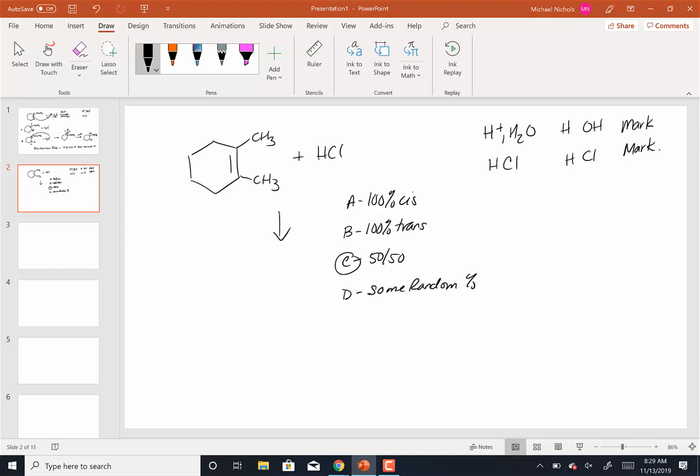C. Why? Why is the H going to add 50-50? So I'm going to end up forming a carbocation. If I added, for instance, let's just say for the sake of argument, the H from above the plane of the ring to the top carbon, what's going to happen at the bottom carbon? I'm going to end up with a carbocation. How's the chloride going to add to that carbocation? You all told me it's going to add 50-50. Right? 50% of the time it's going to add from the top, 50% of the time from the bottom. Why is that?